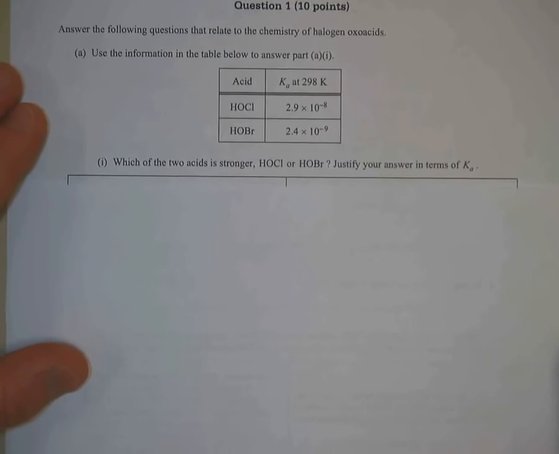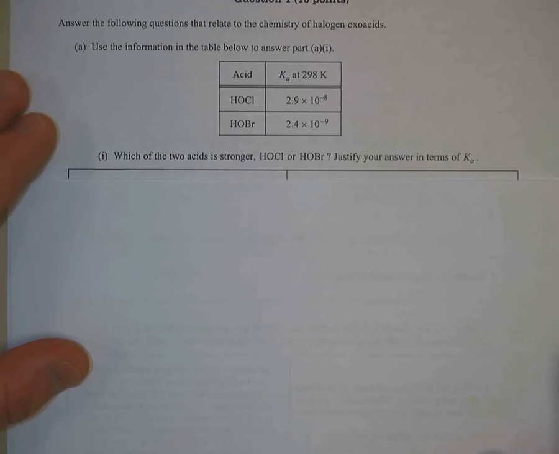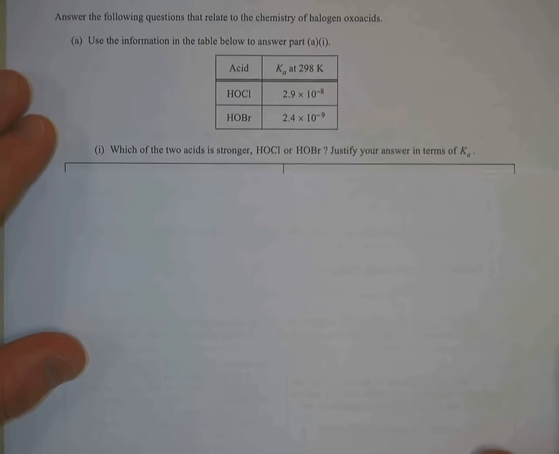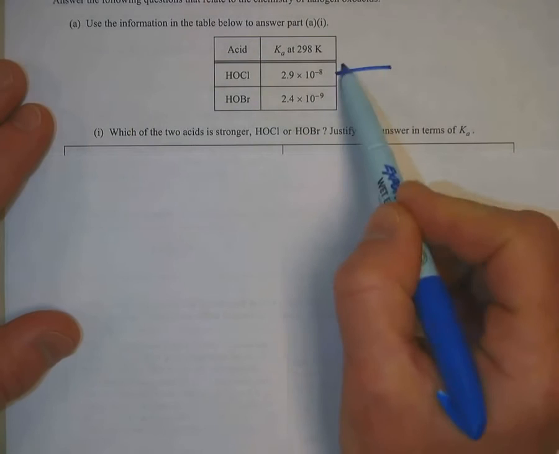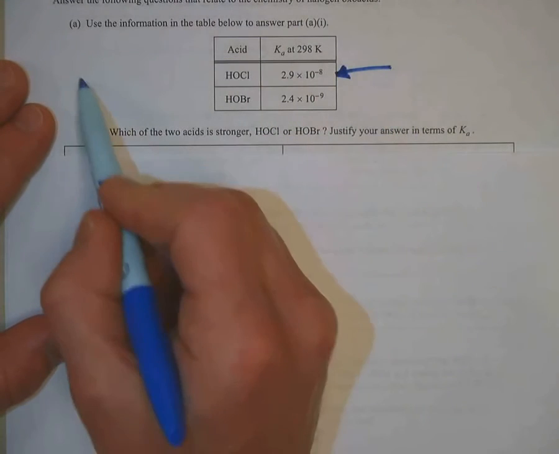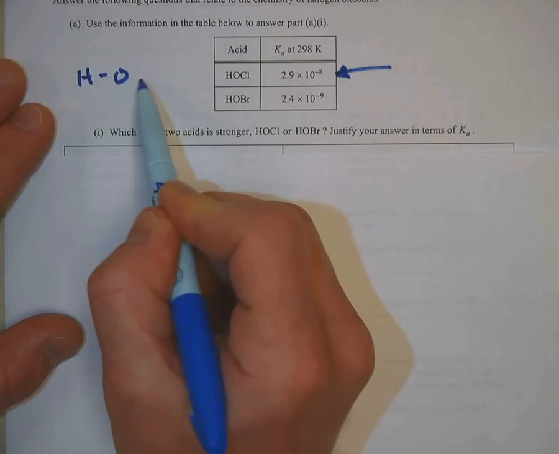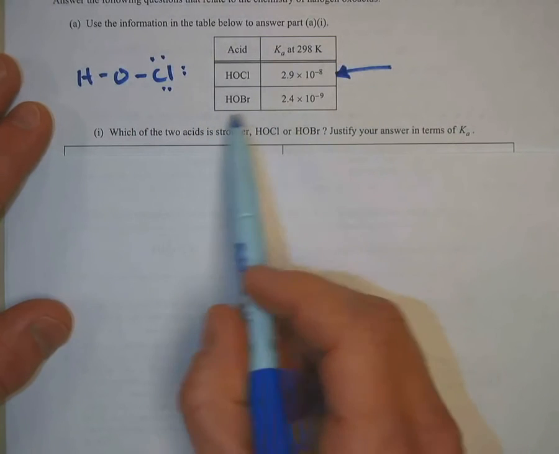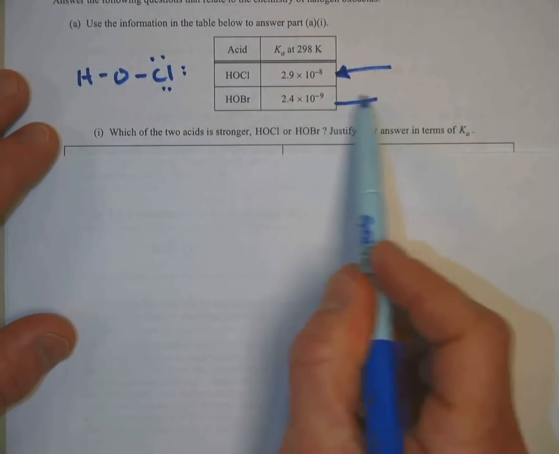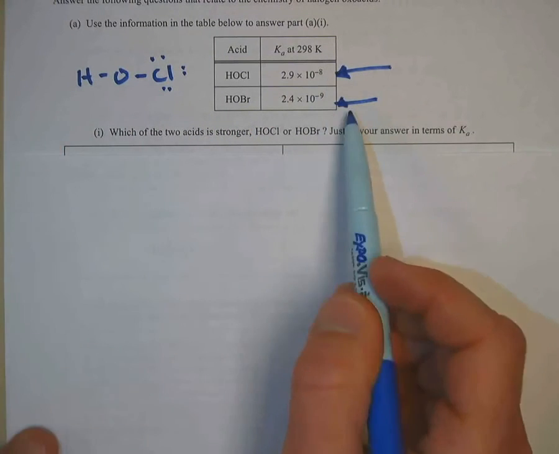It says, answer the following questions related to chemistry. Halogen oxyacids. Use the information below. Here's the Ka of HOCl. Notice they wrote it like the Lewis electron dot structure actually is, giving you a big hint. And then HOBr, they wrote it that way too. And then this is 2 times 10 to the negative 8th, 2 times 10 to the negative 9th.